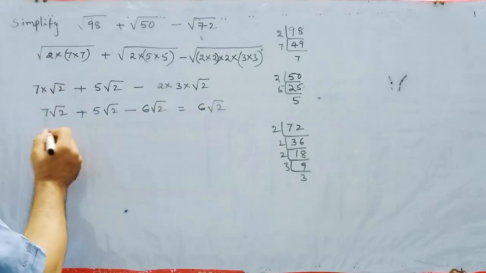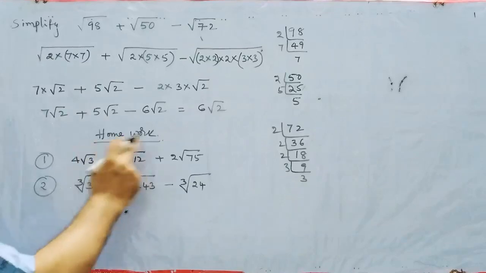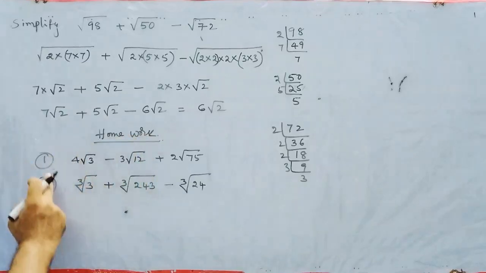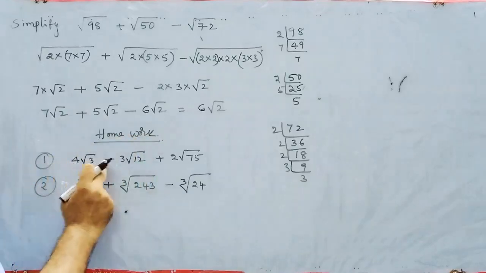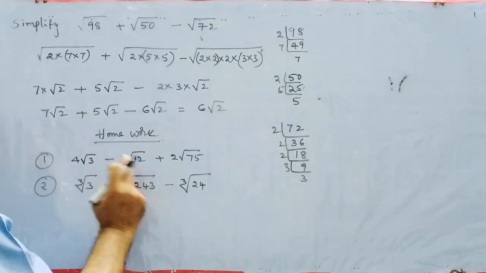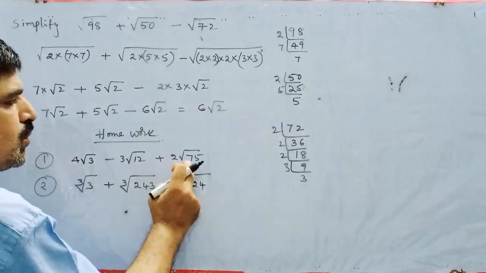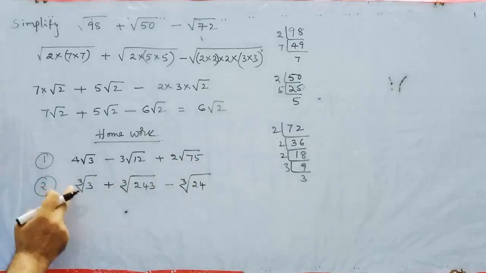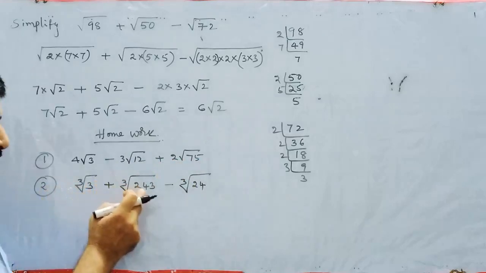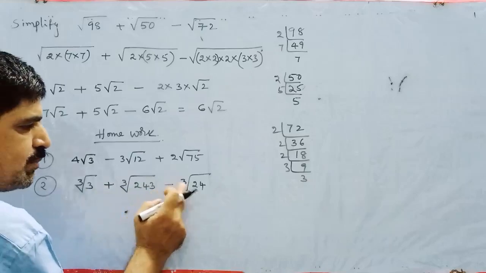Next one, you try to do these two problems as the homework. The first one is 4 root 3 minus 3 root 12 plus 2 root 75, and the second one is cube root of 3 plus cube root of 243 minus cube root of 24.